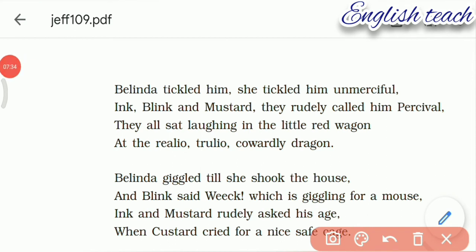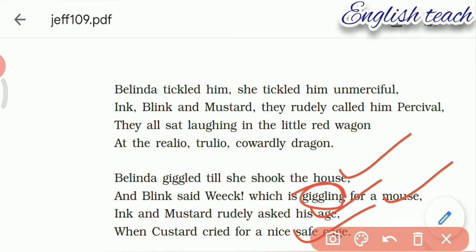Sixth paragraph. Belinda jiggled till she shook the house, and Blink said weak, which is jiggling for a mouse. Ink and Mustard rudely asked his age, when Custard cried for a nice safe cage. In this paragraph, there are two difficult words. Jiggled, jiggling. Jiggling meaning is to laugh.